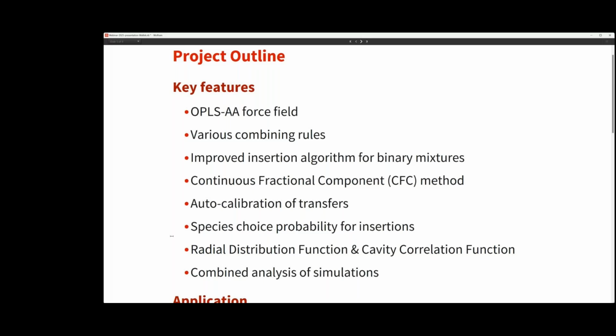Next, the radial distribution function is determined either using a histogram-based method or a force field-based method, and also the cavity correlation function is sampled. These are very important and frequently used functions in the context of integral equation theories. Last but not least, the software permits a combined analysis of results of multiple continuous simulations, which is in particular helpful in an environment with multiple and distributed simulators. I will come back to this feature a little bit later.